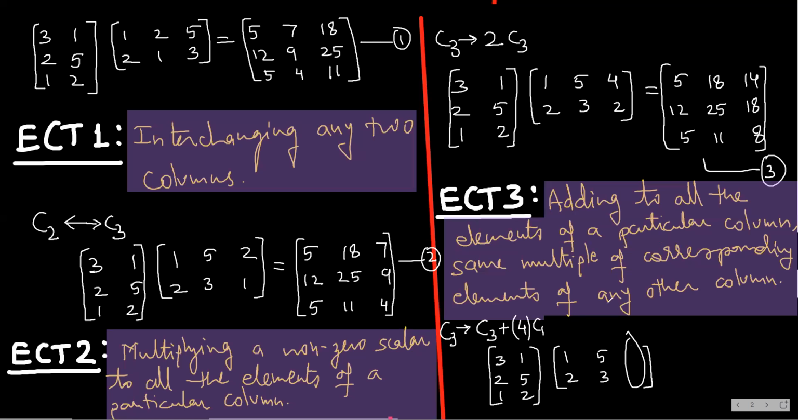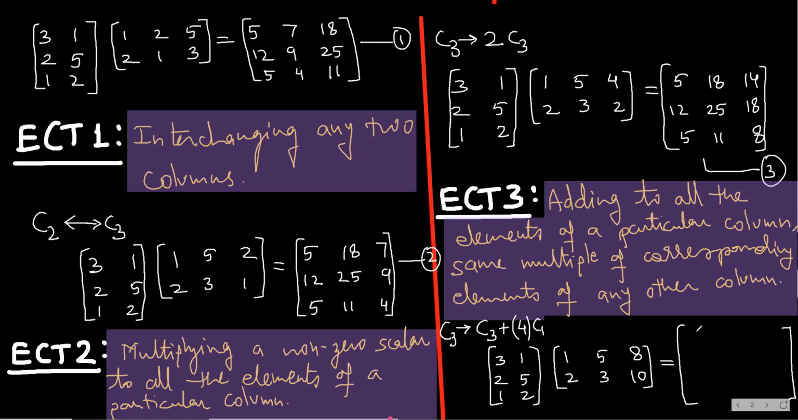And C3 will change. How is C3 changing? Check. C3 is changing by the following rule: C3 plus 4C1. You multiply 4 and add it to the elements of C3. So when you multiply 4 in C1, you'll get 4 into 1, 4. 4 plus 4, 8. Then 4 into 2, 8, 8 plus 2, 10. And what about the RHS matrix? On the RHS matrix, you will apply the same transformation.